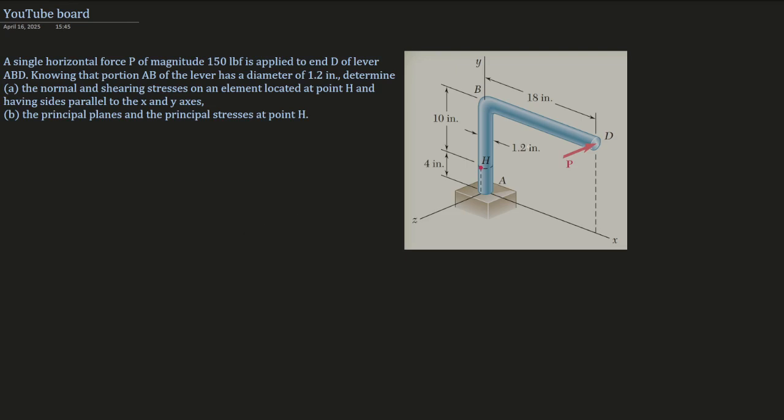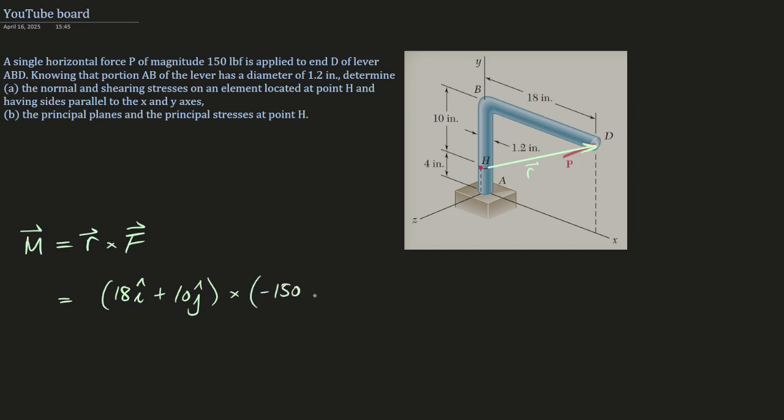Moment is a big one, so we're going to start with moments. From statics, if you recall, that moment as a vector is just the cross product of r cross the force. And I can point a vector r from H to D, and I will get something like 18 in the i plus 10 in the j, units in inches, cross the force, which is just P, that's negative 150 in the k.